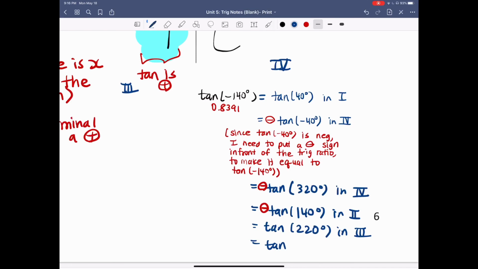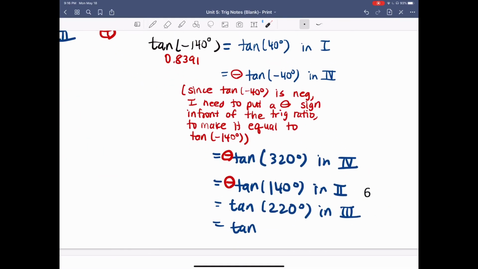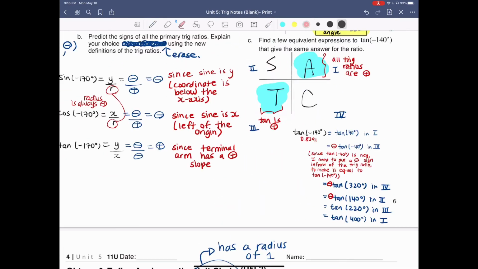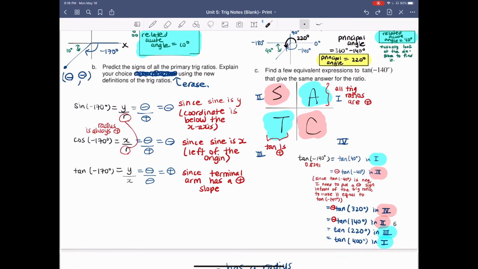And finally, tan 400. Well, that is beyond 360, and that just means now I'm back here, in quadrant 1. This helps you distinguish that these are the ones that had the opposite signs, and therefore I had to put a negative in front of those. Whereas the blue ones, I didn't have to because they had the same sign as the one I wanted, and so we were good. And so these are some ways that you can write a few equivalent expressions to tan negative 140 degrees.